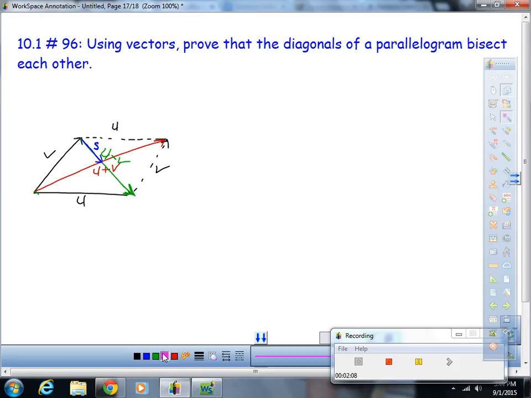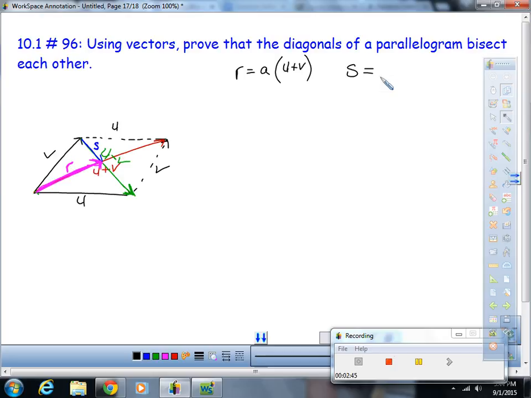And then we can call this half of the red diagonal R. Okay, now we're going to refer to that picture for the rest of this proof. This is pretty good stuff. So we know that R is some constant, some scalar, times the red diagonal. It's some portion of the red diagonal. It's some portion A of u plus v.